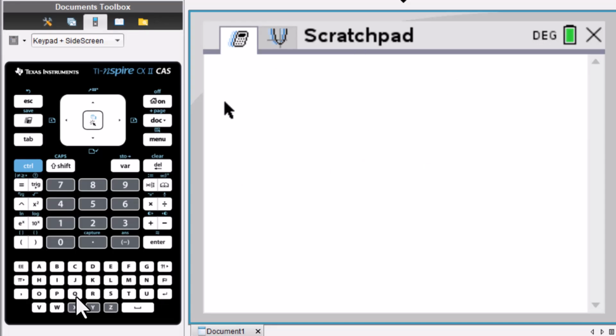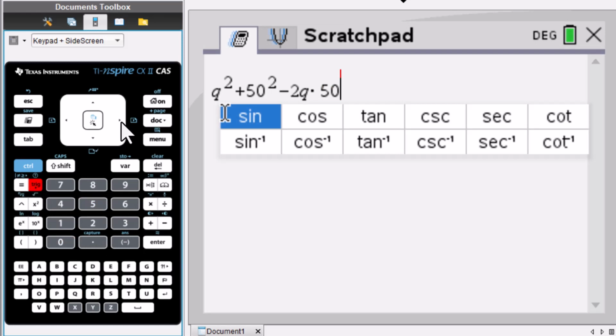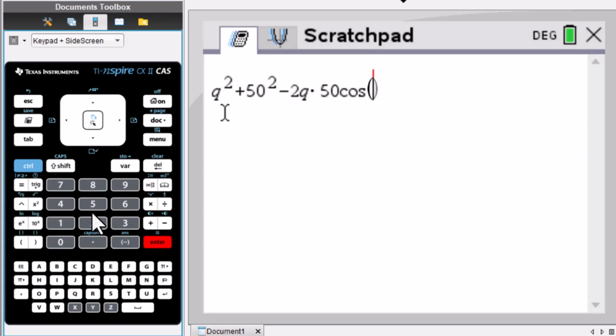Let's use variable Q. Q squared plus 50 squared minus 2 times Q times 50 cosine 65 minus 48 squared.